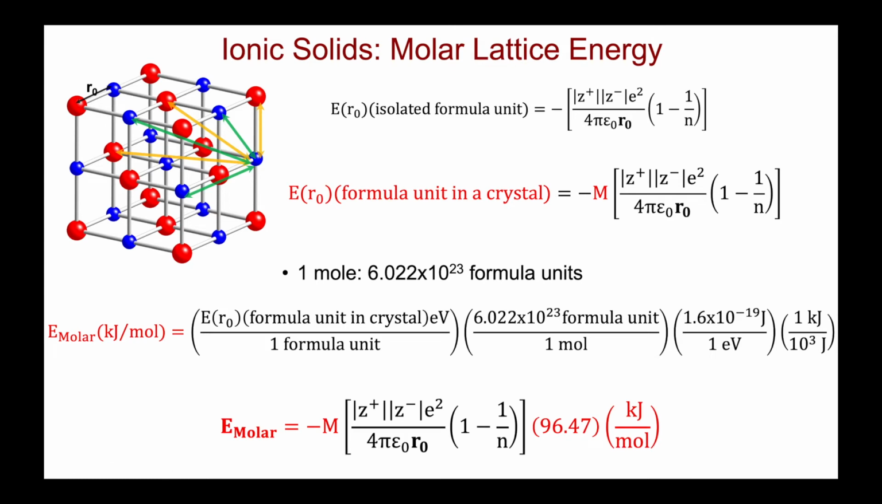And so at the bottom is our final equation for the molar lattice energy of an ionic solid: the energy of one bond multiplied by our Madelung constant, multiplied by a conversion factor that adjusts my units to kilojoules per mole.